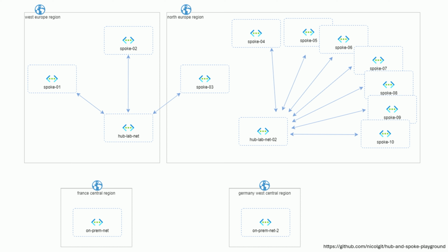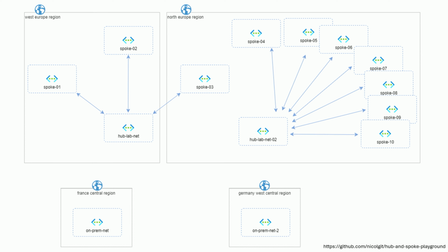So let's have a look at the lab that I've got. We're going to go through a demo to understand some of these tools at a very high level and what they can give you. In order to do that, I've got an environment. I've got a simulation of an on-premises VNet in the France Central region, and then a hub and spoke model in West Europe, and a hub and spoke model in the North Europe region as well.